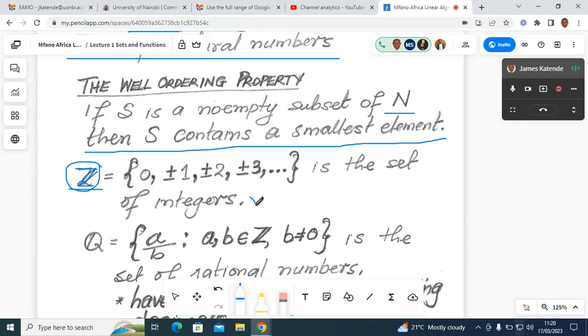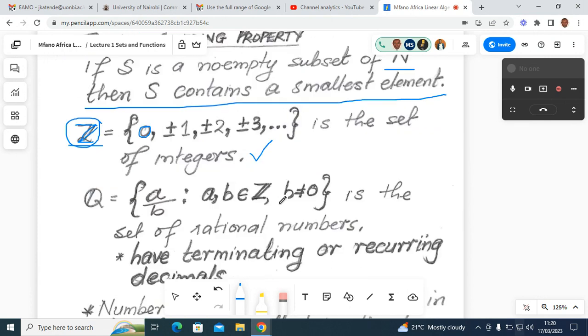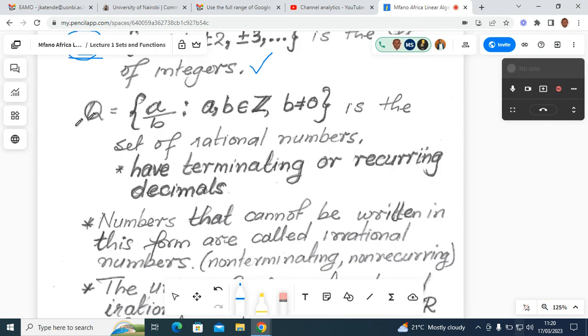So once you're done with the integers, now we'll have both the negative and the positives, including 0. 0 is also an integer. On many occasions, I've heard people asking if 0 is an integer. Yes, it is. It is an integer. So the next set of numbers that we consider are the rational numbers.